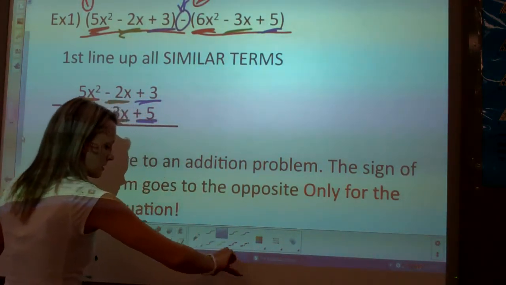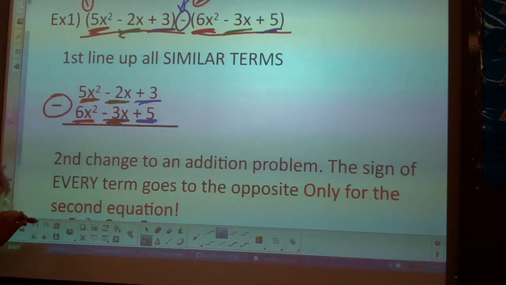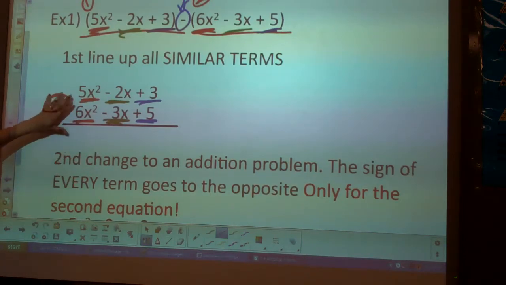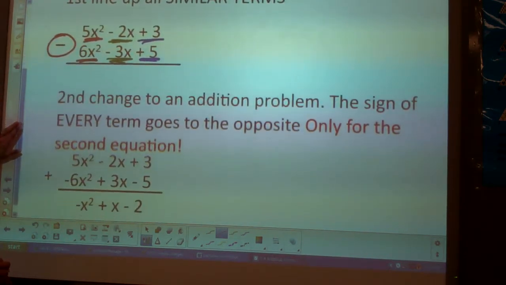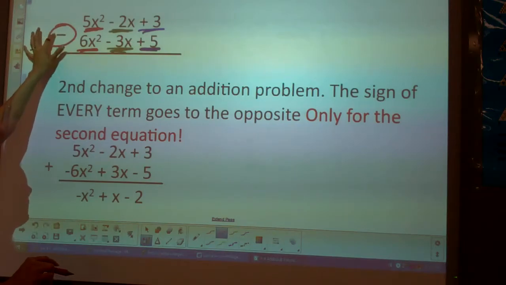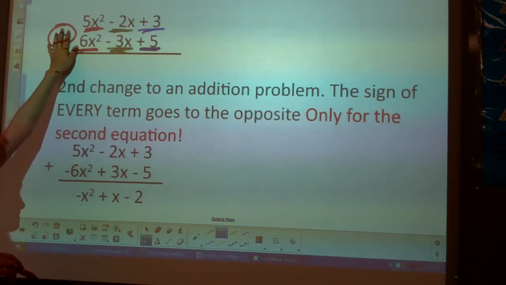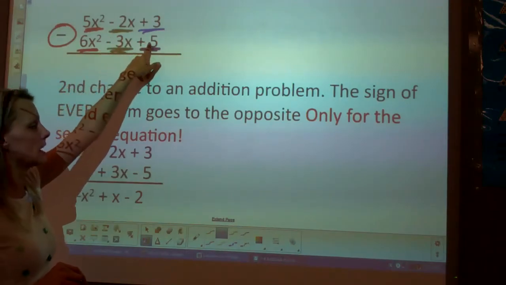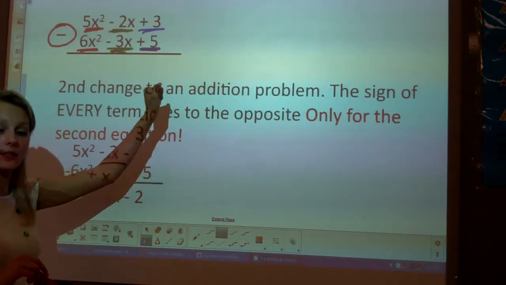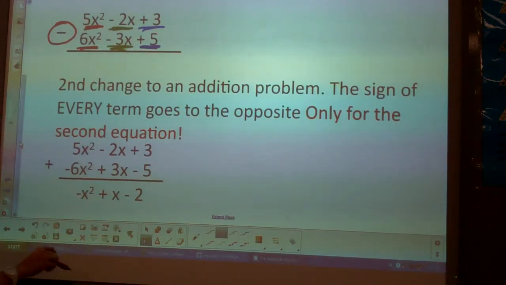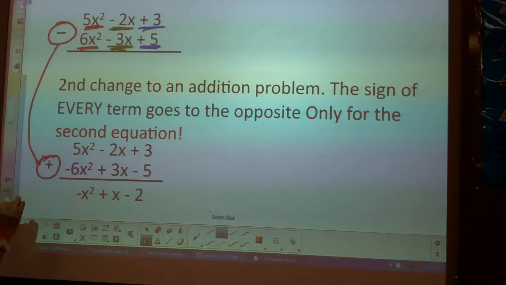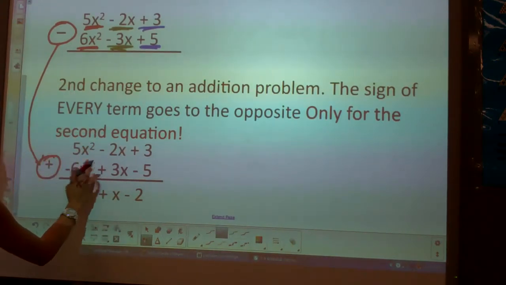Now the difference is that you need to write a subtraction sign instead of an addition sign because we're subtracting these two. In order to subtract, we need to change our subtraction sign to an addition sign. But when we change our subtraction sign to an addition sign, we need to change every single sign in the second polynomial. Don't change any in the first, only in the second. So we change our subtraction problem to an addition problem by adding the opposite of every term.